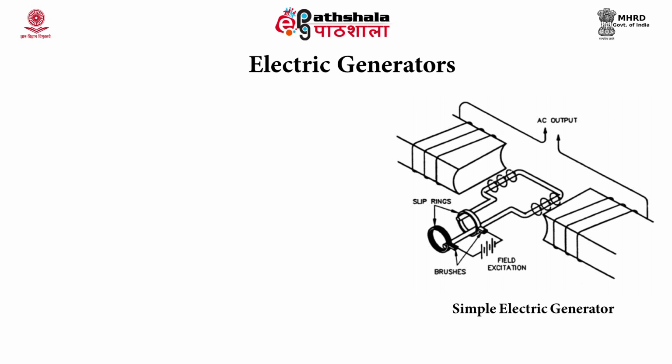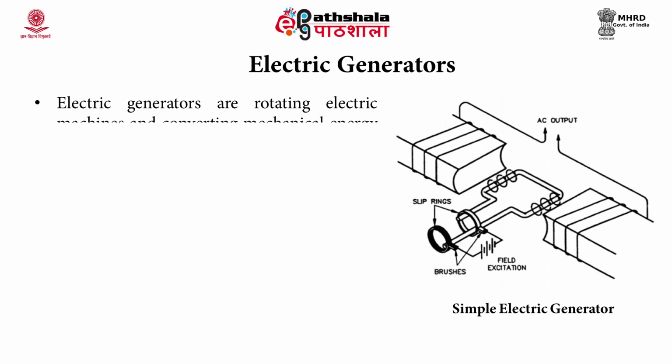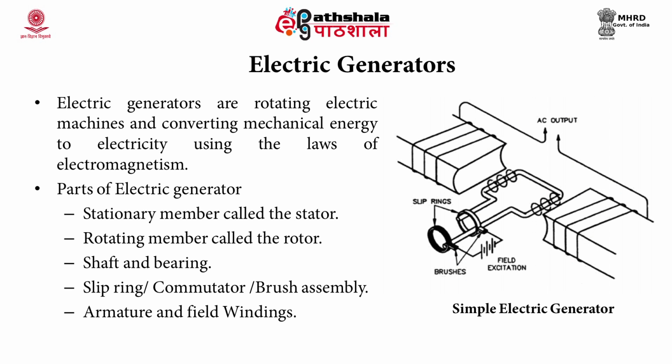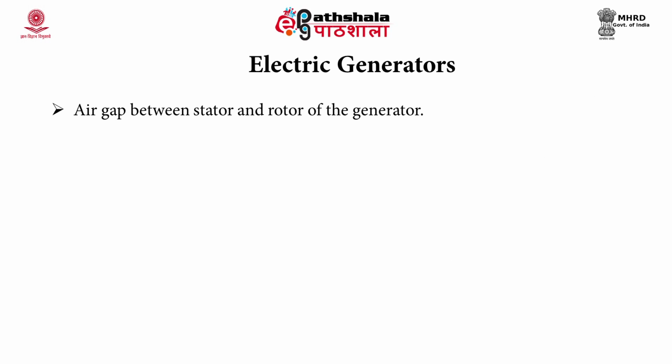Let's see what an electric generator is. These are rotating electric machines converting mechanical energy to electricity using the laws of electromagnetism. The parts of an electric generator are the stator, which is a stationary member, the rotor, which is a rotating member, shaft and bearing, slip ring, commutator or brush assembly, armature and field windings. There is an air gap between the stator and rotor of the generator.